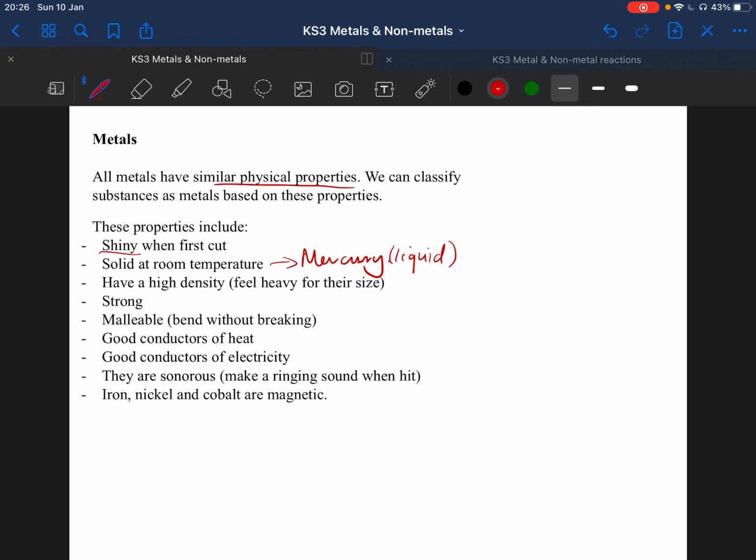They're strong and malleable. That means you can bend them and they won't shatter or break. We use the malleability quite a lot when we think about hammering them into different shapes and what types of shapes we use them for. This one right here, the heat and the electricity, these are really important ones because these are properties that make them useful in our homes.